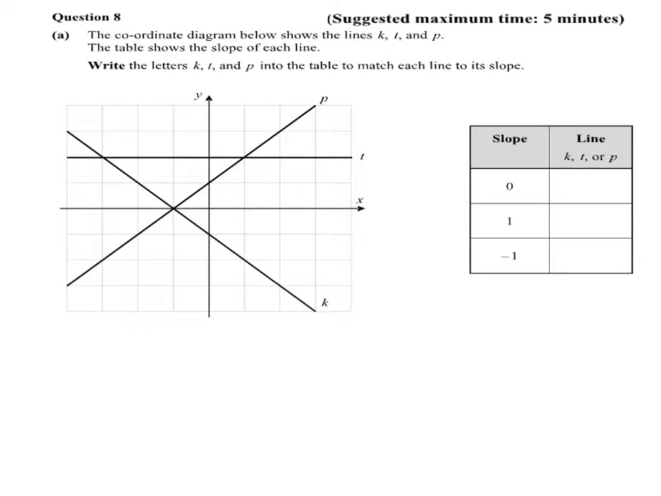So we need to match up the lines. This is P, this is T, and this is K. We need to match up the lines with the slopes. So we need to fill in this box, K, T, or P, into these boxes here.